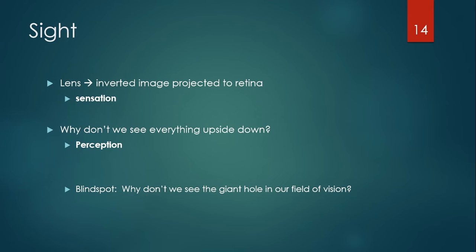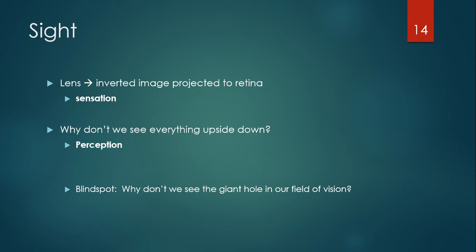Well, this is because sensation and perception are two different processes. Sensation occurs in the eye, which is where it's flipped upside down. Perception, which is conscious, which is when we're consciously aware of visual information, that's where the image on our retina gets flipped right side up again. So we see things the right way up because of our perceptual processes.